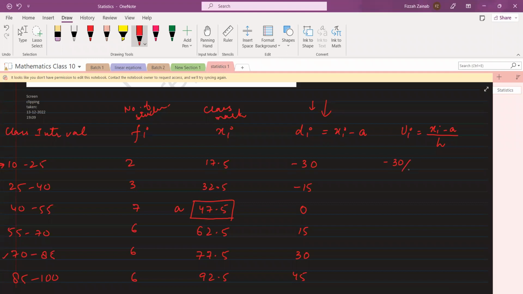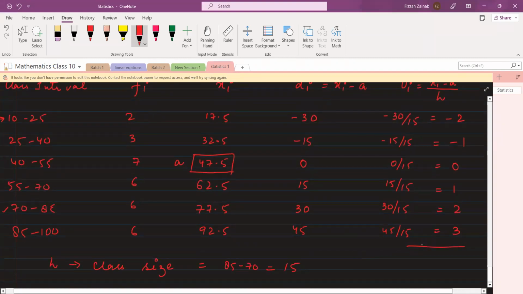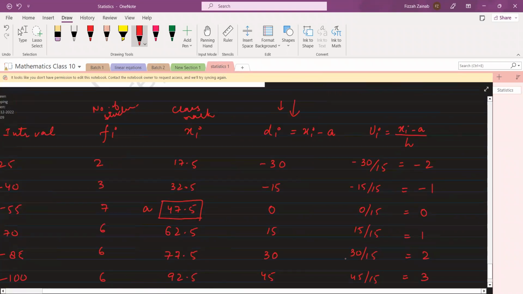So minus 30 divided by 15, minus 15 divided by 15, 0 by 15, then 15 by 15, 30 by 15, and 45 by 15. It's a common number by which we are reducing the values. So this becomes minus 2, minus 1, 0, 1, 2, and 3. Clear? Now you have to multiply fi with ui first of all. So in the next column, you will be multiplying your fi with this new number ui. Understood?